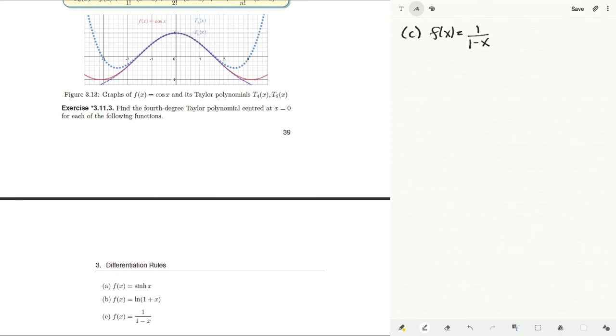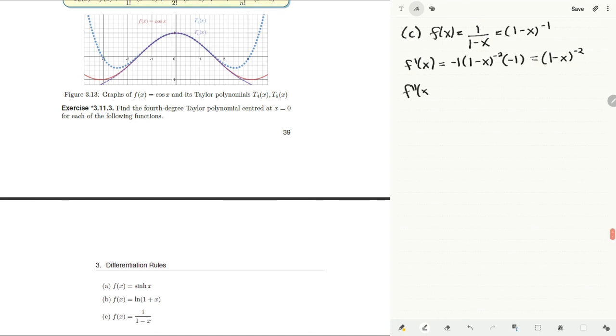So now let's find the fourth degree Taylor polynomial for 1 over 1 minus x. So we can rewrite this as 1 minus x to the power of negative 1. So we need to find the fourth derivative. So the first derivative is negative 1 times 1 minus x to the power of negative 2. And by the chain rule, we multiply by the derivative of 1 minus x, which is negative 1. And this can be simplified to 1 minus x to the power of negative 2.